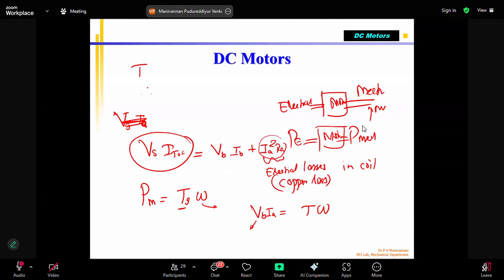Okay. So can we say, sir, that the speed limit of the motor will be decided by what is the VB value? Is that right? Yeah, yes. That is one of the reasons.